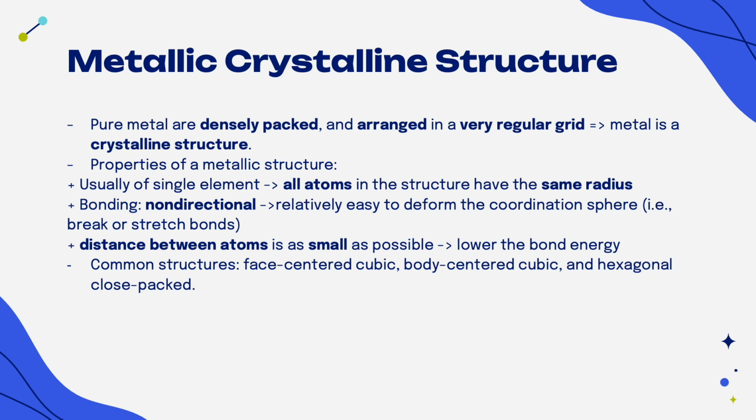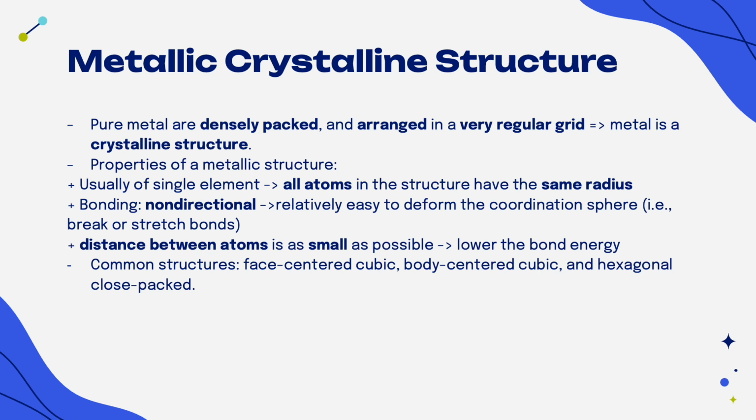Another way to describe the bonding in metals is non-directional. That is, an atom's nearest neighbors surround it in every direction rather than in a few particular directions. Because the bonding is non-directional and coordination numbers are high, it is relatively easy to deform the coordination sphere, like break or stretch bonds. Another thing you can see is that because the atoms are densely packed, the distance between atoms is as small as possible in order to lower the bond energy.